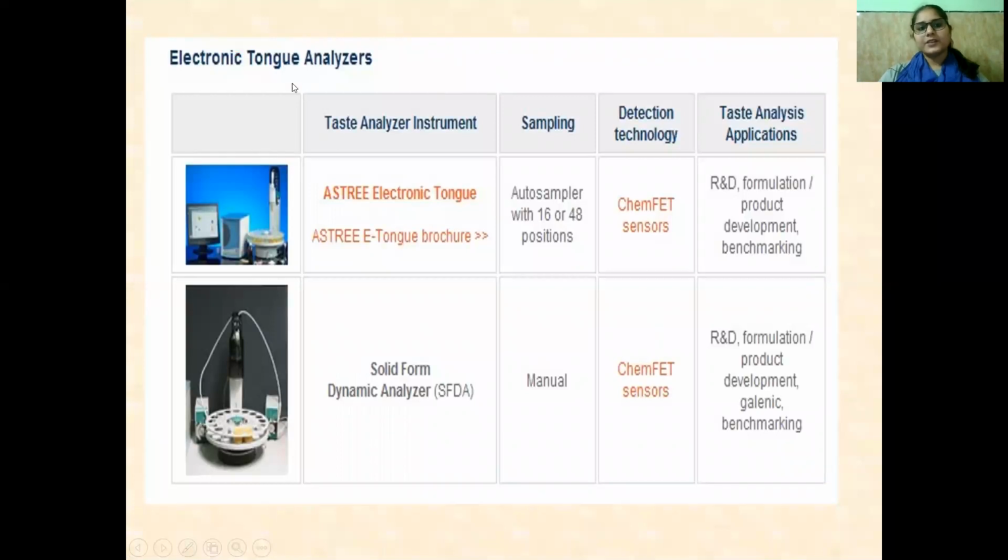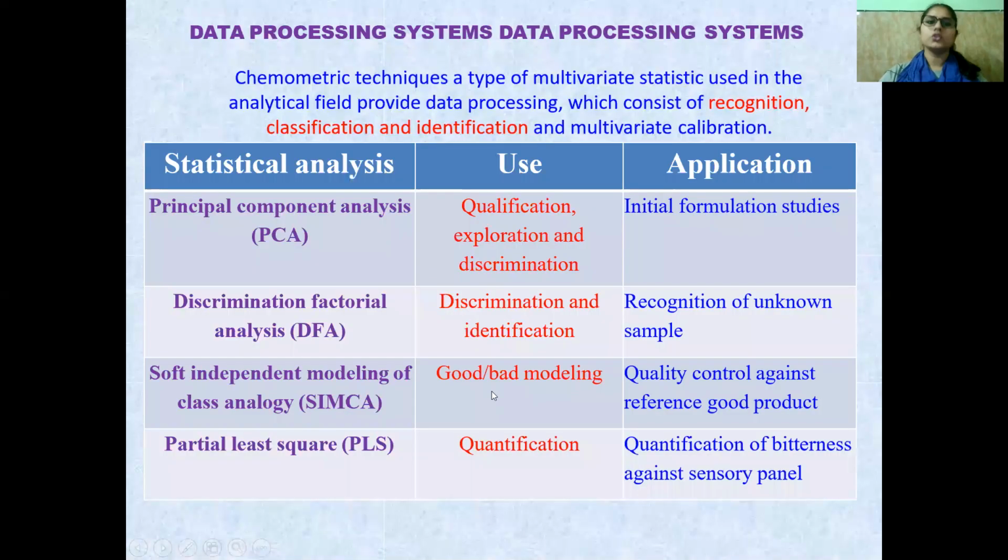So there is a taste analyzer instrument, and the sampling is done either manually or with an auto sampler, and the detection technology is the CAMFET sensor. A sensor is required for that, and the applications are R&D formulation, product development, and benchmarking. Okay.